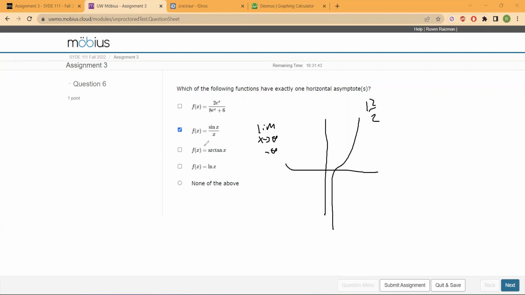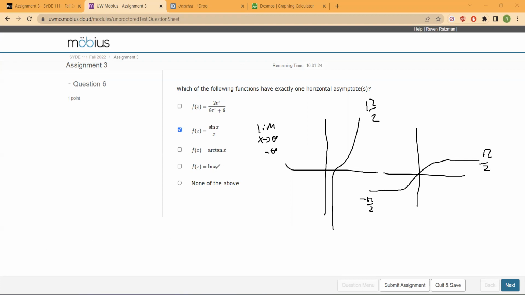All this is to say is that arctan of x has two horizontal asymptotes, because now I'm going to draw it. Arctan looks something like this, and at infinity, arctan is equal to pi over 2, and at negative infinity, arctan is equal to negative pi over 2. And so this one has two asymptotes.